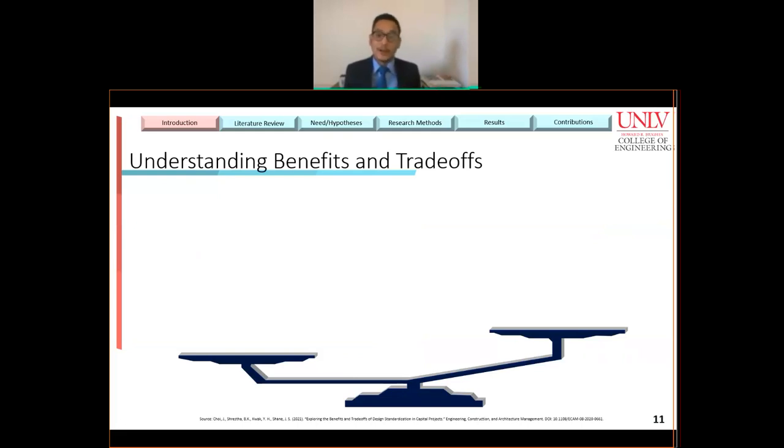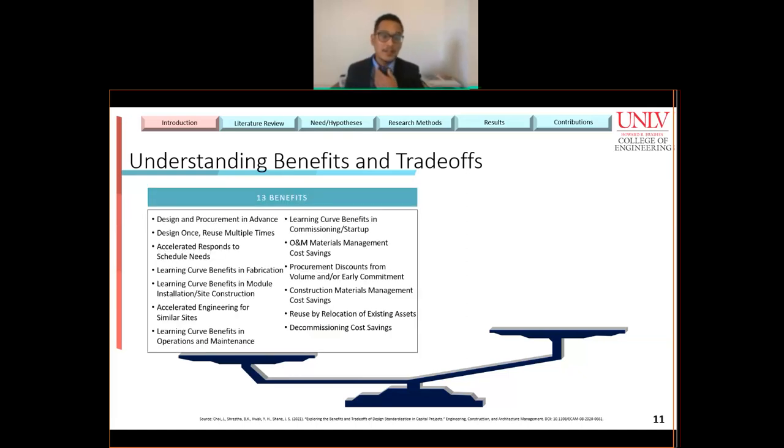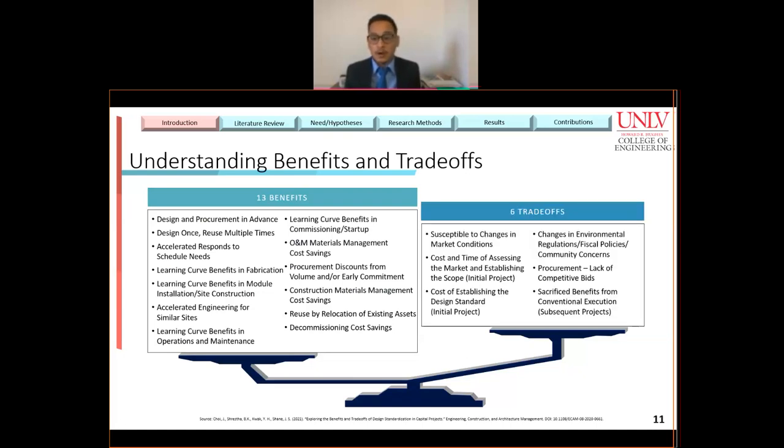But wait, benefits of standardization are not just limited to cost and schedule. There are plenty more benefits. Choi et al. identified 13 such specific benefits, ranging from learning curve benefits in fabrication, operation and maintenance, commissioning and startup, to design once and reuse multiple times, and reuse by relocation of existing assets. However, there are also trade-offs of standardization, and it is equally important to understand these trade-offs for successful implementation of standardization. We can observe that the advantages outweigh the disadvantages, and this is good.